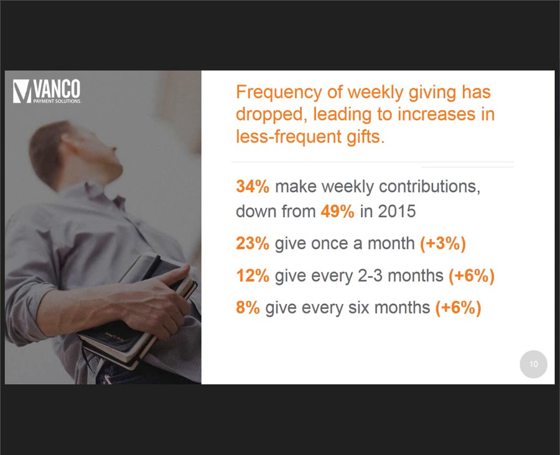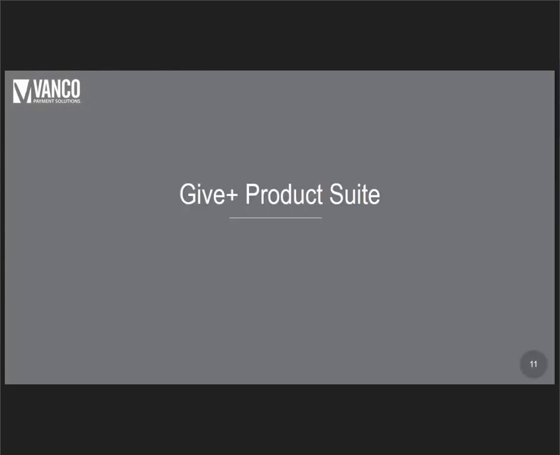So what happens is you get increases in less frequent giving. 49% of people were making weekly contributions pretty consistently. That's gone down in just 2 years to 34%. That's a huge reduction. Now 23% of them are giving once a month, so that's gone up 6%. People giving every 2 to 3 months has increased, and every 6 months. So people are getting away from weekly contributions, and they want something a little bit less frequent: once a month, once a quarter, a couple times a year.